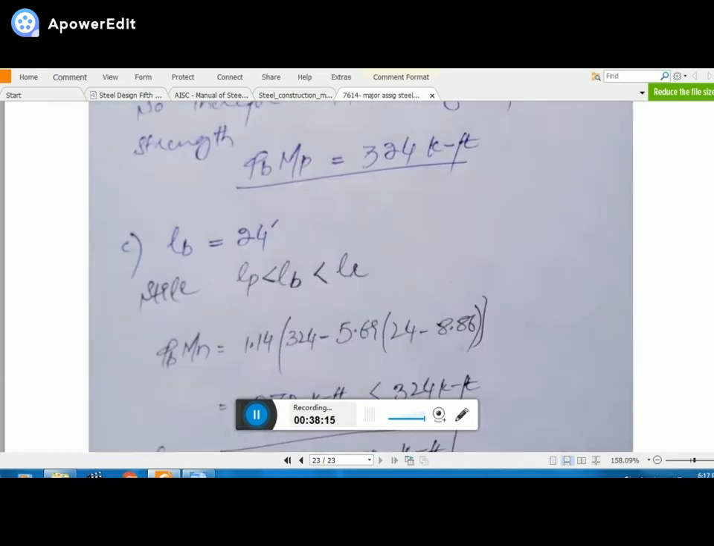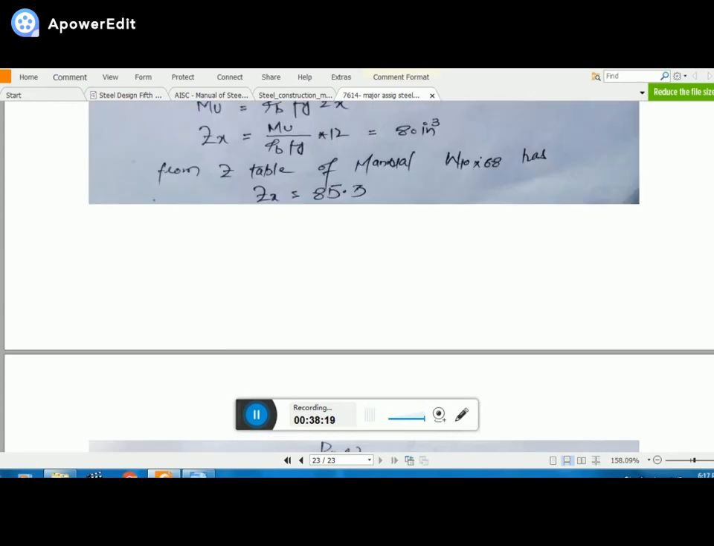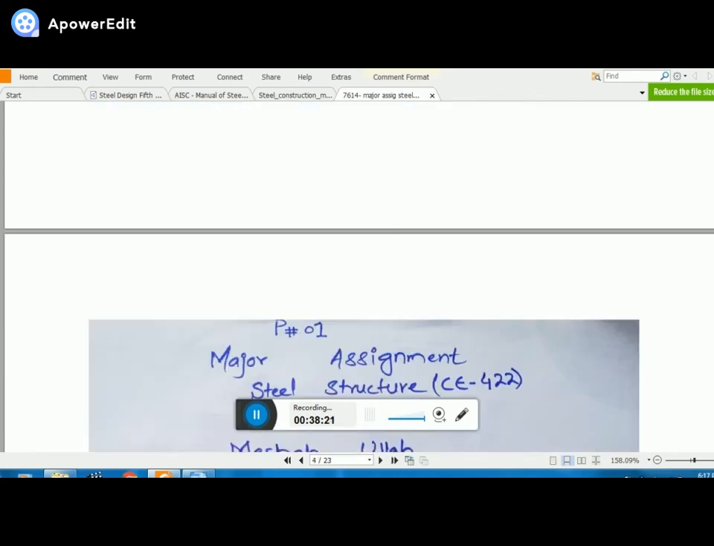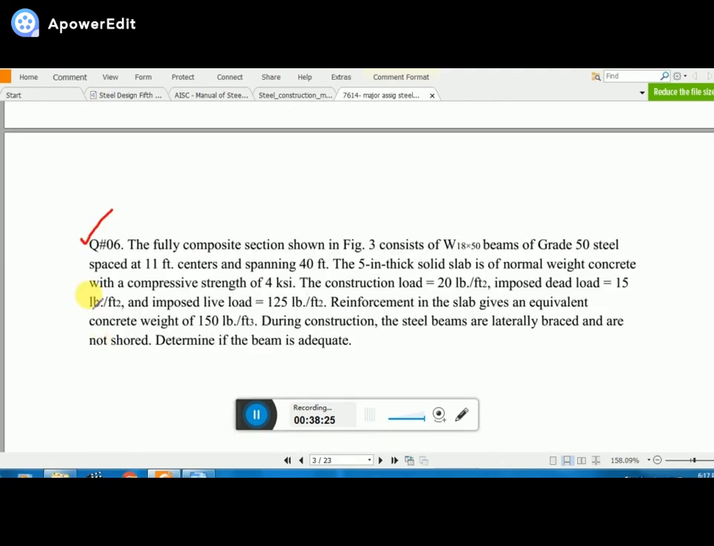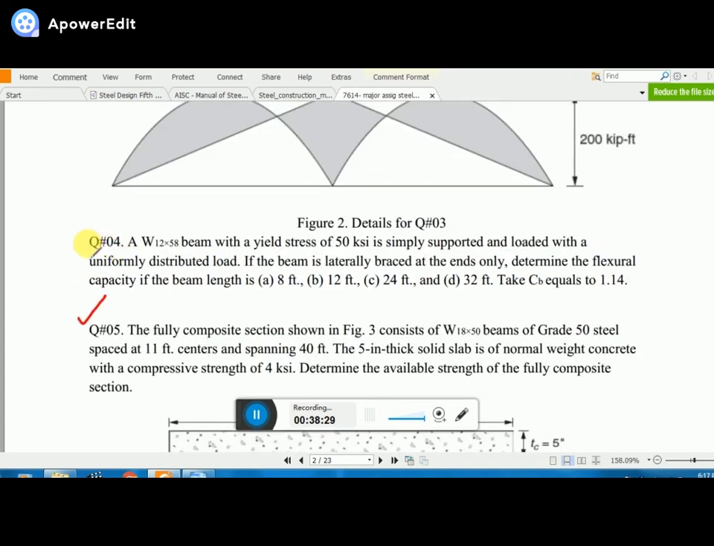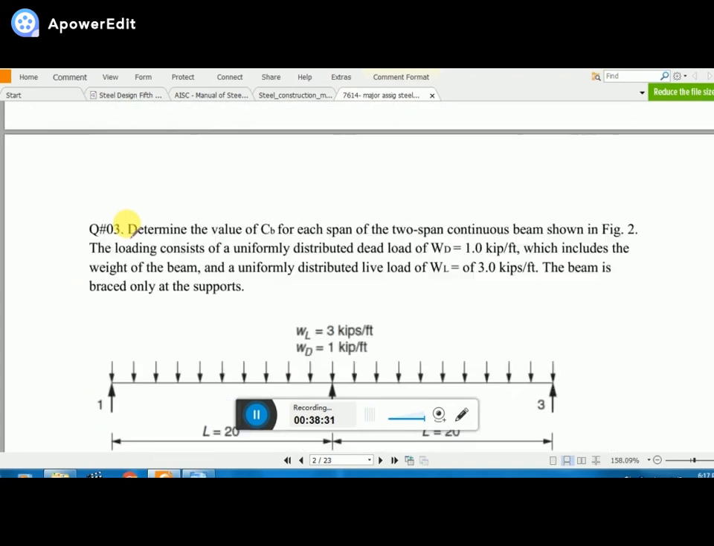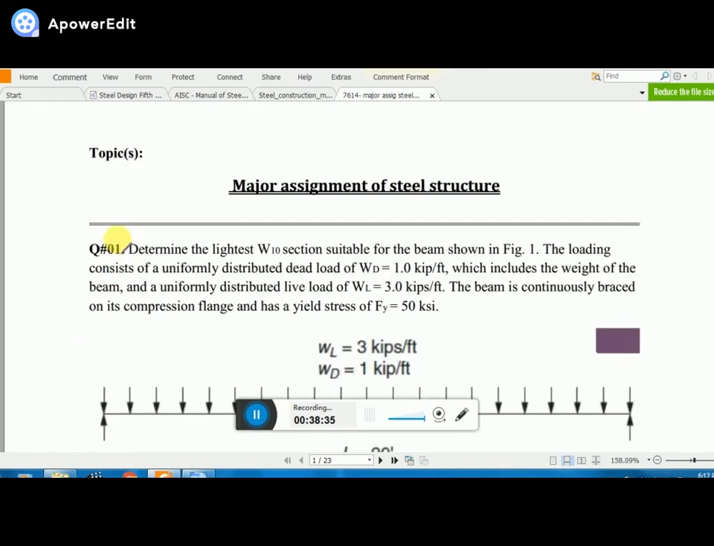That is the end of lecture number 9. Remember, in total, in 9 lectures we covered this major assignment. We covered question number 6, question number 5, question number 4, question number 3, and we also covered questions number 2 and 1. So this ends this major assignment.